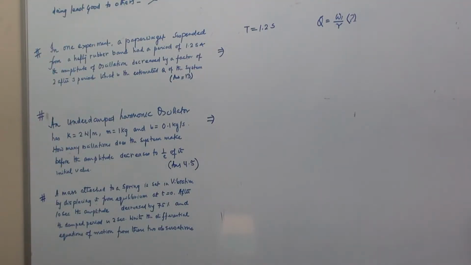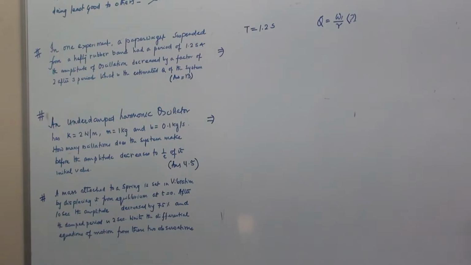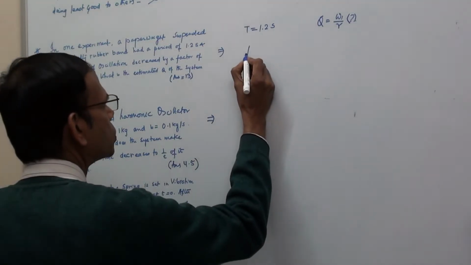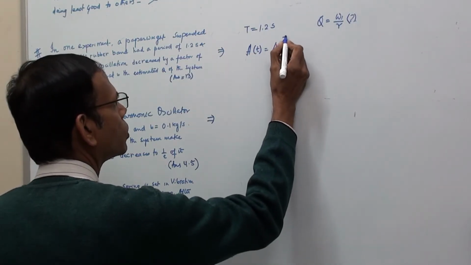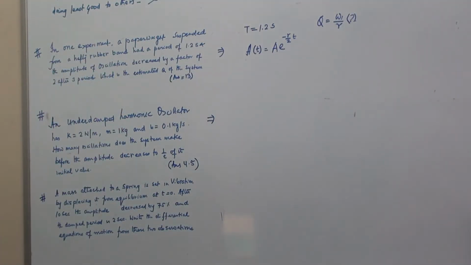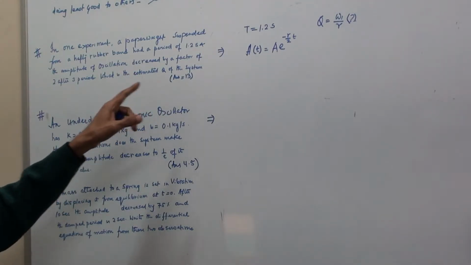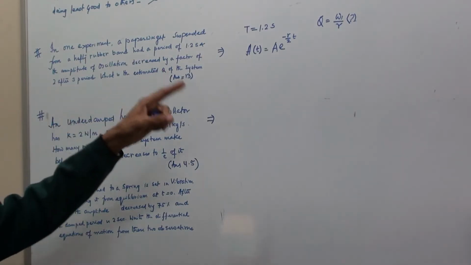The other thing given to you is how the amplitude is decreasing. So you must write the amplitude equation, which is A(t) equal to A e to the power of minus gamma by 2 into t. The amplitude of oscillation decreased by a factor of 2 after 3 periods. So for 3 periods you can find the time: 1 period is 1.2 seconds, so 3 periods is multiplied by 3. Very simple.